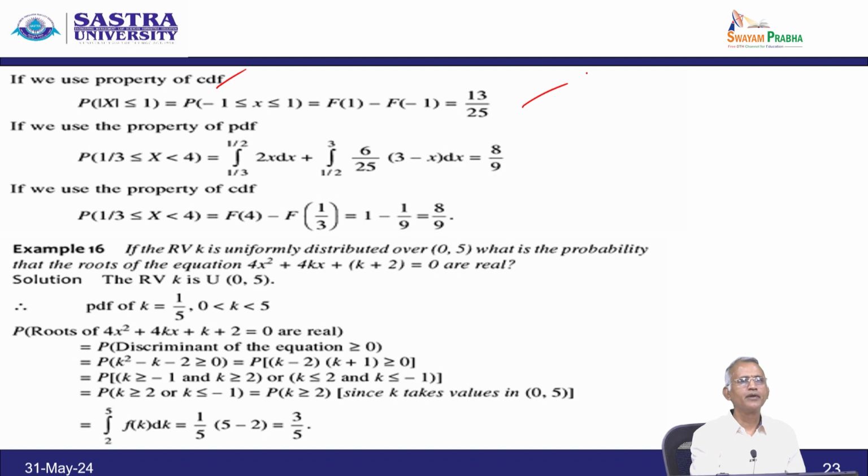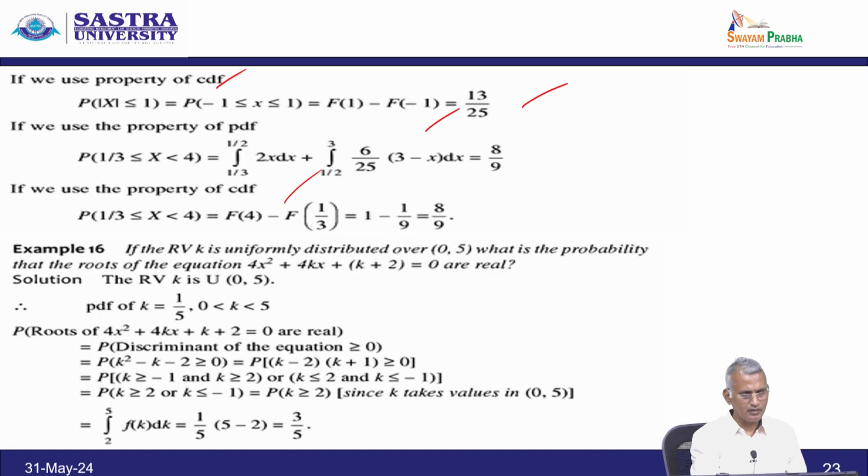Now, using the PDF, x lies between 1 by 3 and 4, and we have the integral from 1 by 3 to 1 by 2 of 2x dx plus the integral from 1 by 2 to 3 of 6 by 25 into 3 minus x dx equal to 8 by 9. Using the property of CDF, probability of 1 by 3 less than or equal to x less than 4 is F of 4 minus F of 1 by 3 equal to 1 minus 1 by 9 equal to 8 by 9. So, this way we can calculate the probability using the cumulative distribution function and probability density function.